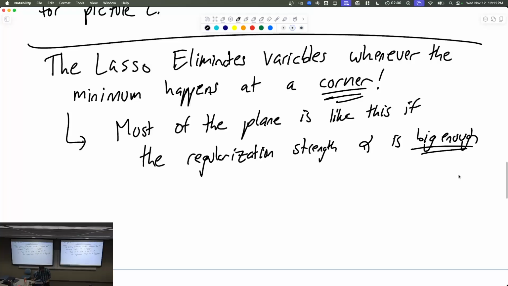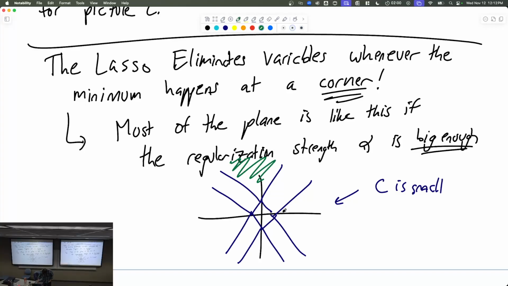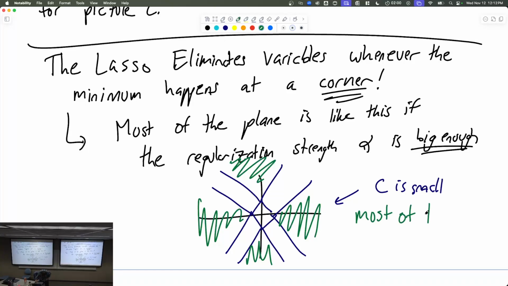Okay, and that's because making alpha big means making the little diamond, let's make it a purple diamond like we had before. Alpha big is purple diamond, C is small. And when C is small, most of the plane lives in these regions, right? Most of the plane is here. So most random numbers in the plane, except for these narrow strips, are somewhere in this region. C is small. Most of the plane is here.